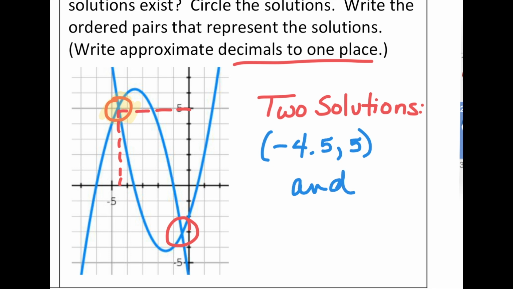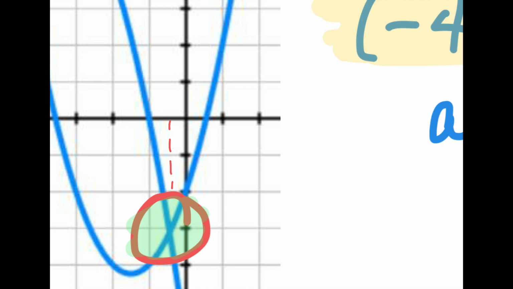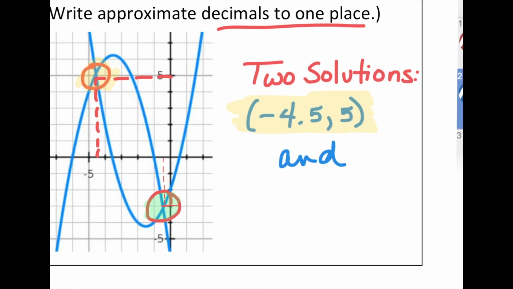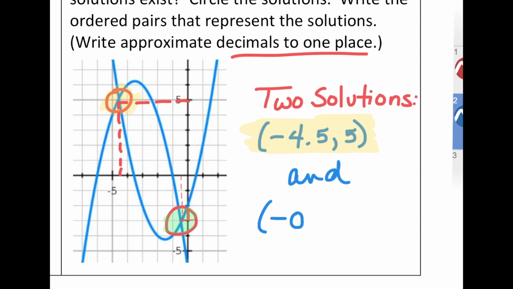And then for the other point, I'll highlight that in green, and let me color coordinate what you're seeing here. Let's call the x value about negative 0.5, and negative 3 for the y value. So negative 0.5, comma, negative 3 would be the point that I highlighted with green.